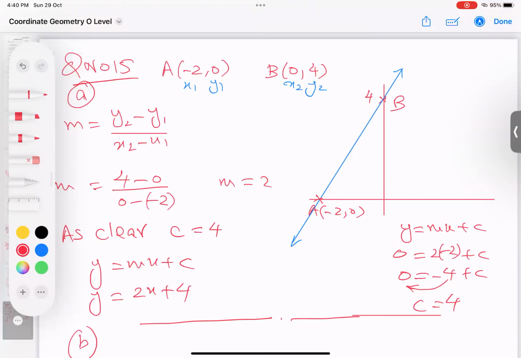I said, you, my son, you can use this one, y1 in the place here, or this one here, to get the c value. Or you can use 0 in the place of x and 4 in the place of y. The answer will come the same. We have 3 choices here. Use this point, or use this point, or directly get the 4 from here. No need to work it out. So this is the way to get the answer.